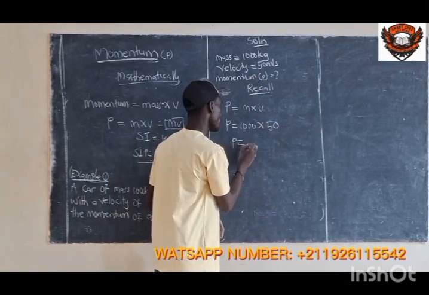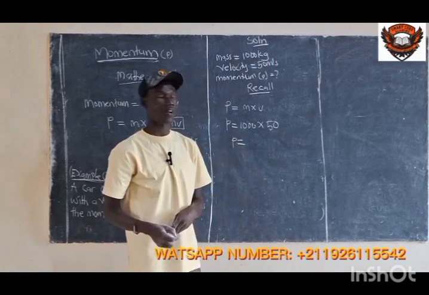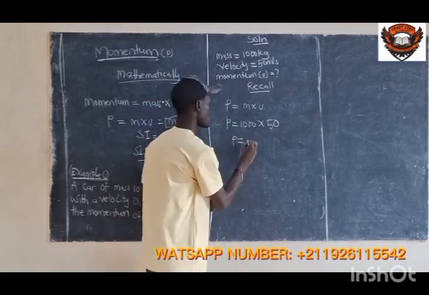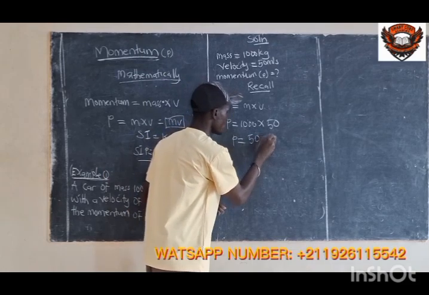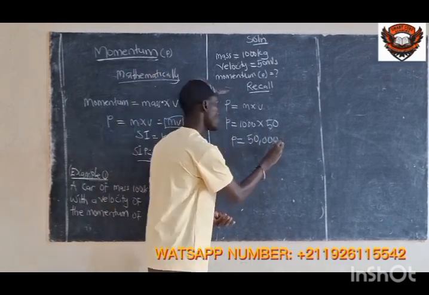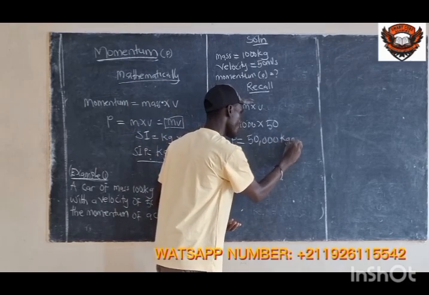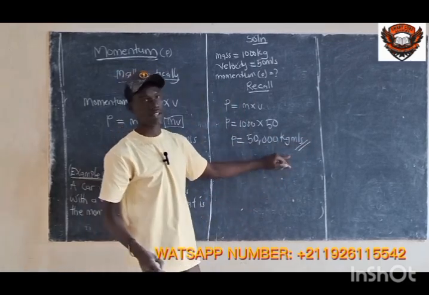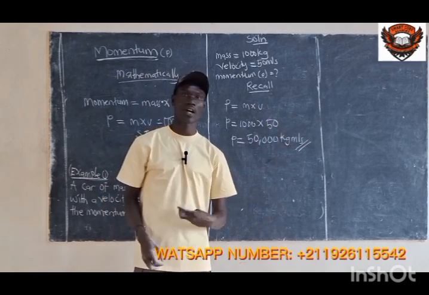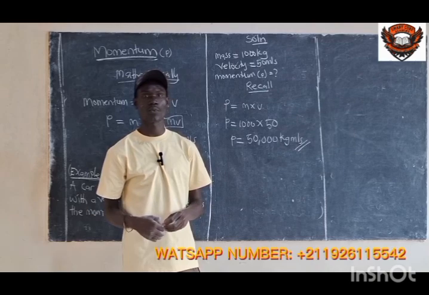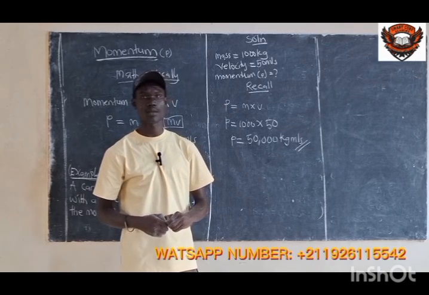If you multiply 1000 times 50, you will get 50,000. And the SI unit of momentum is what? Kilogram meters per second. That is our answer. Simply like that, multiplying mass times velocity. So let's look at example 2 and we'll see how we deal with problems.